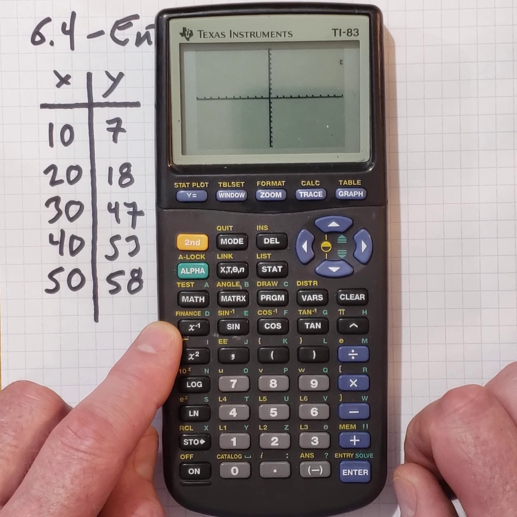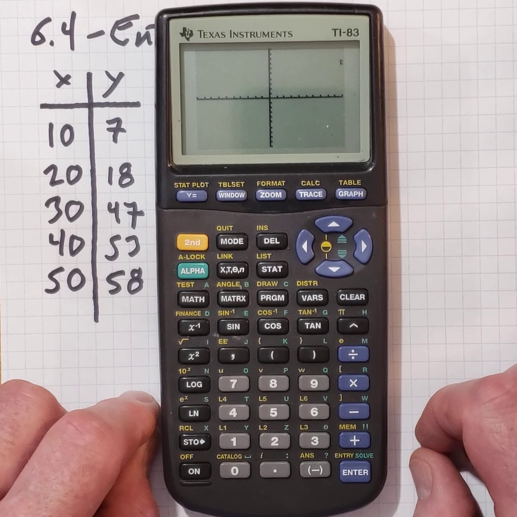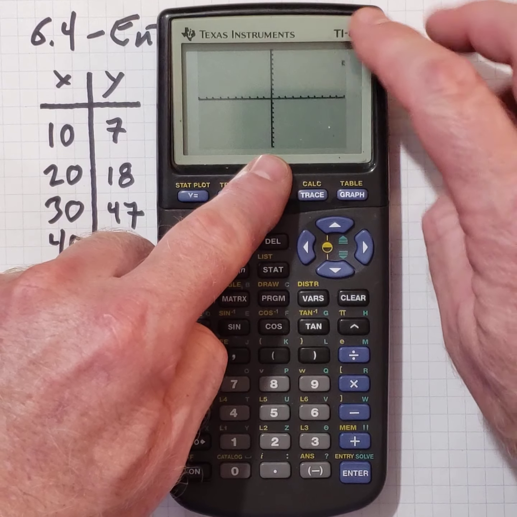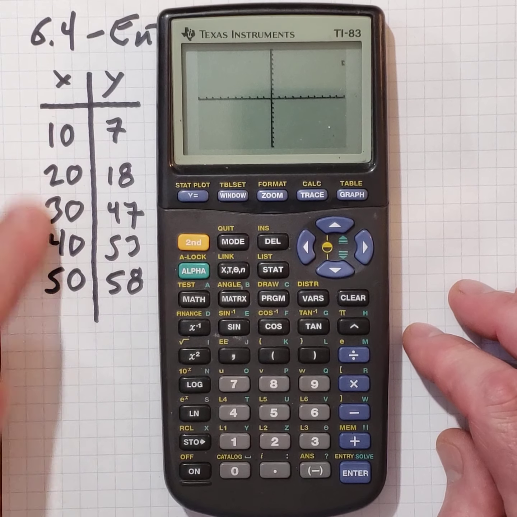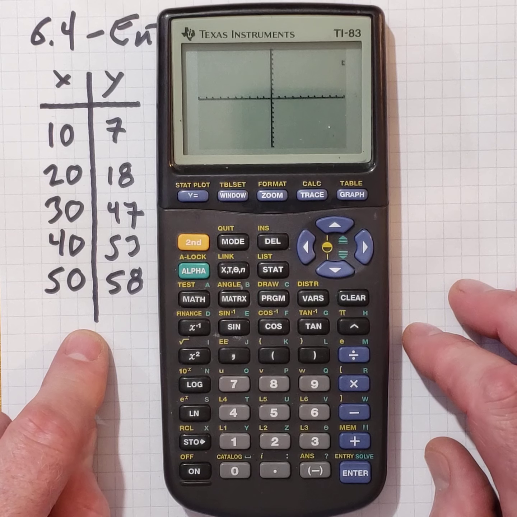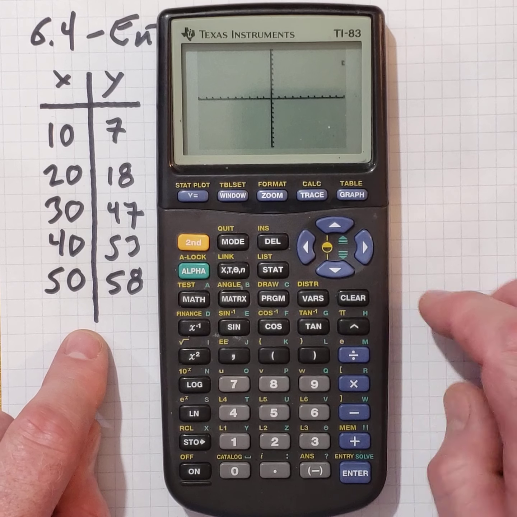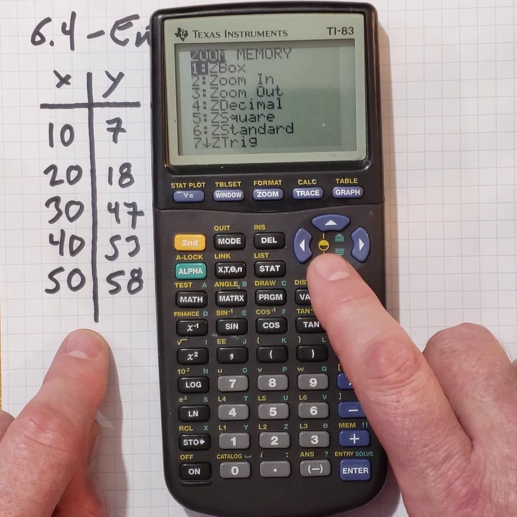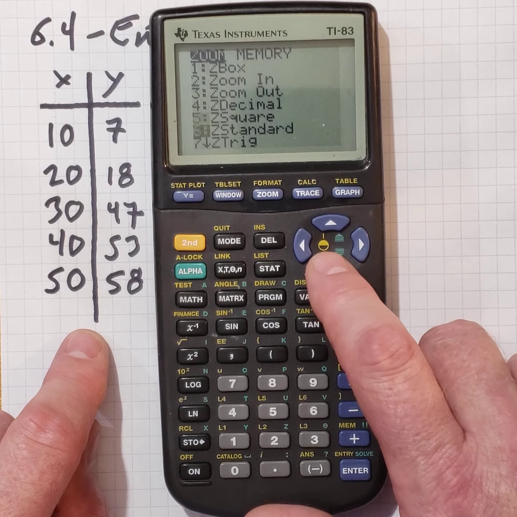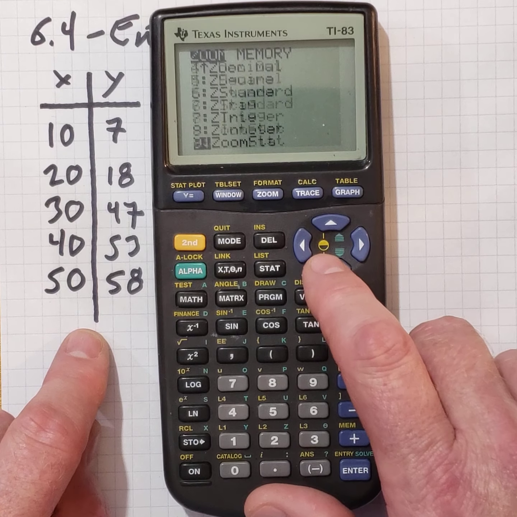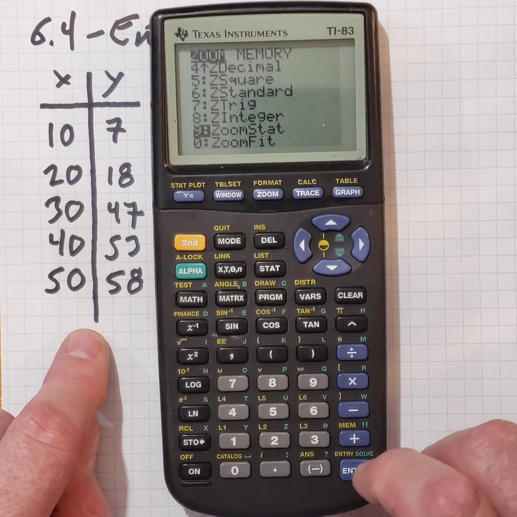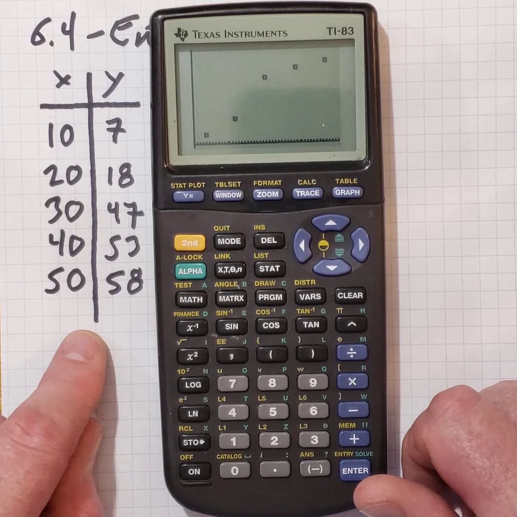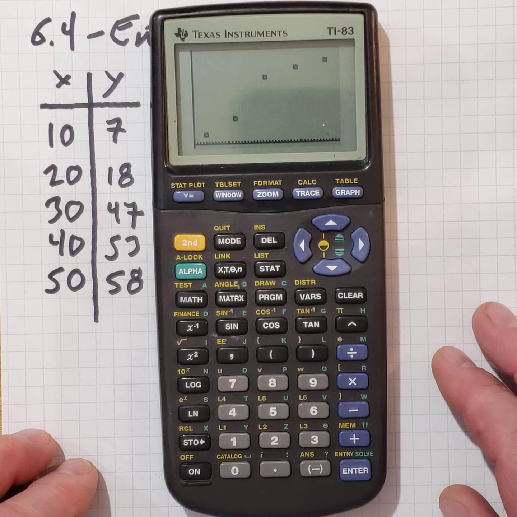And we still really don't see anything because our window's not set up correctly. Our window goes from -10 to +10 on the x-axis, and also on the y-axis, our numbers don't fit into that range. So what we want to do is go to zoom, and then down to fit. Oh no, zoom stat. If we zoom stat, which is zoom 9, or arrow down and hit enter, it will automatically adjust the window for us.